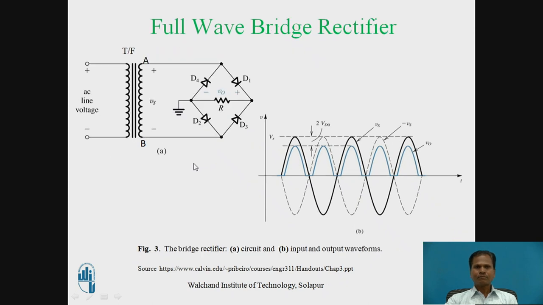Now the second type of full wave rectifier is known as bridge rectifier. The bridge rectifier consists of a simple transformer, four diodes connected as electrical bridge, and load resistor R. The main advantage of a bridge rectifier is that it does not require a transformer with center tap secondary. It requires simple transformer. The transformer with center tap secondary is relatively costly.